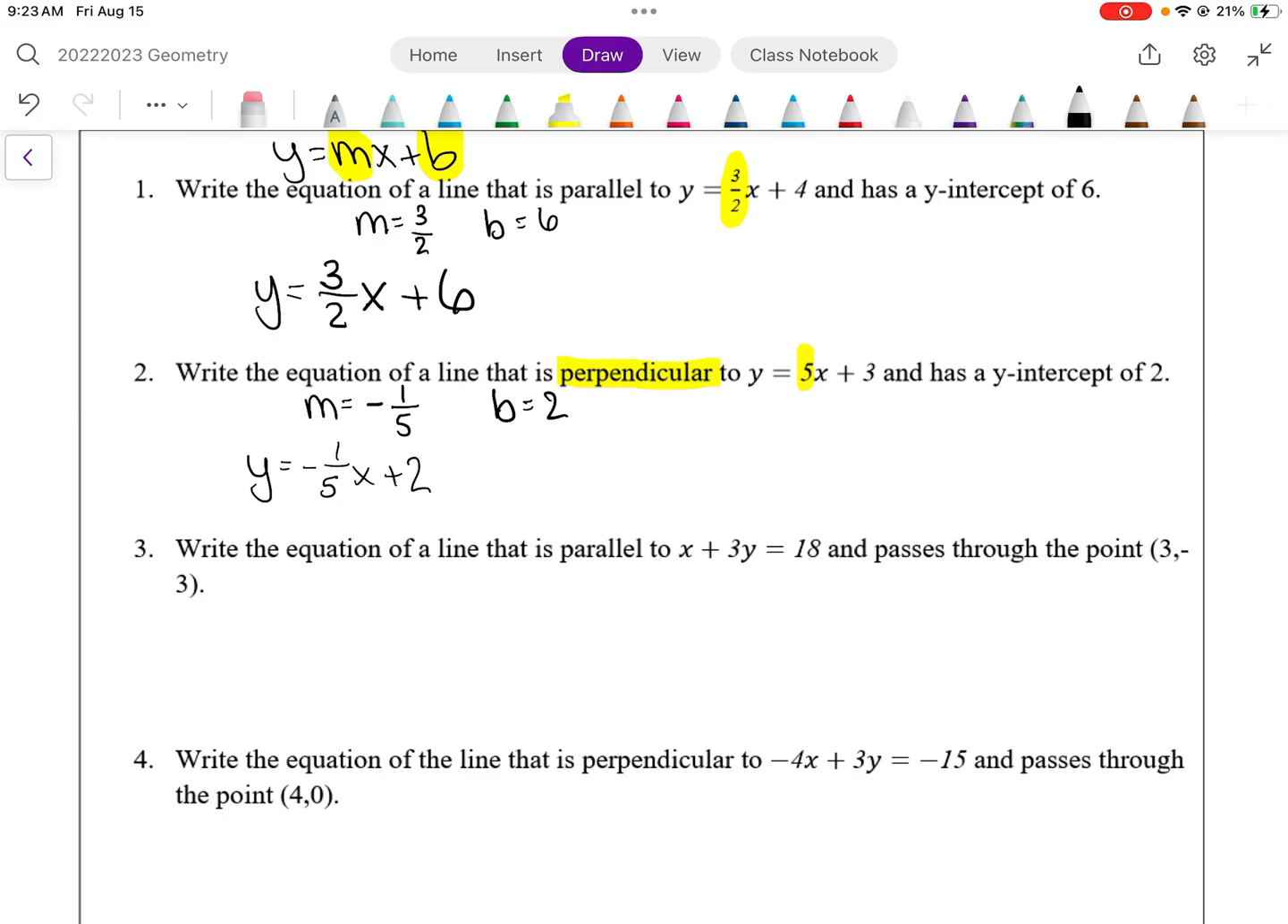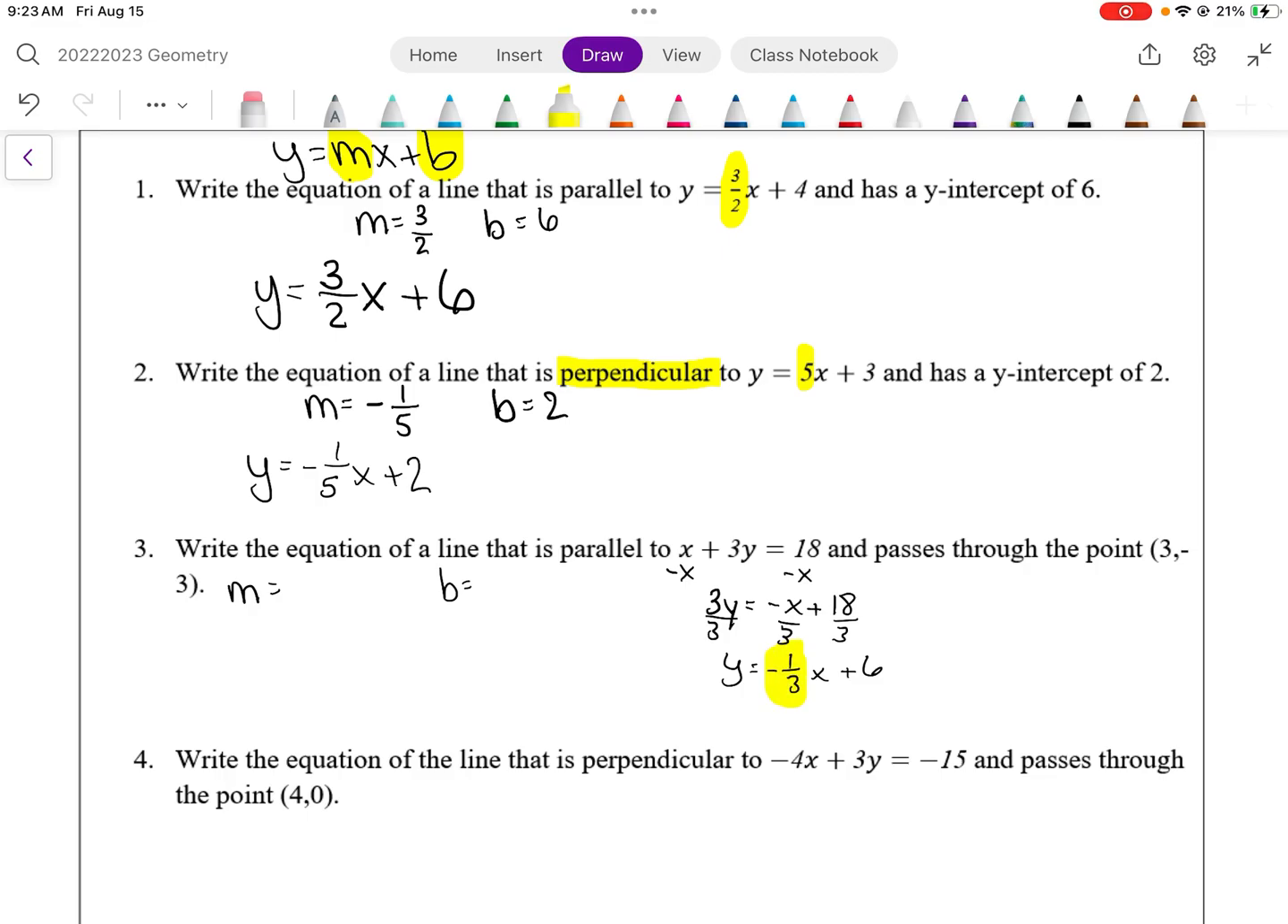Number 3, write the equation of a line that is parallel to x plus 3y equals 18 and passes through the point 3, negative 3. So we need our slope, we need our b. Let's see what we can find out. Well, this line is not in slope-intercept form. So what I want to do is get y by itself. That way I know what the slope is. So if it's not a y, it needs to move to the right. Y needs to be completely on its own. Divide by 3, divide by 3, divide by 3. Y equals negative 1/3 x plus 6.